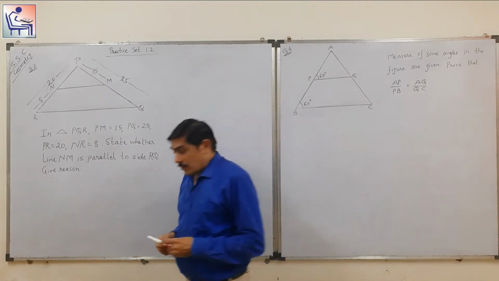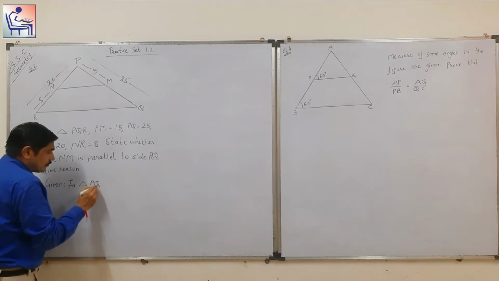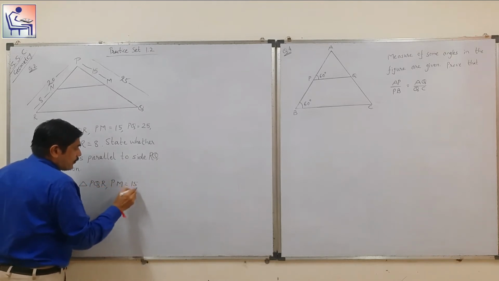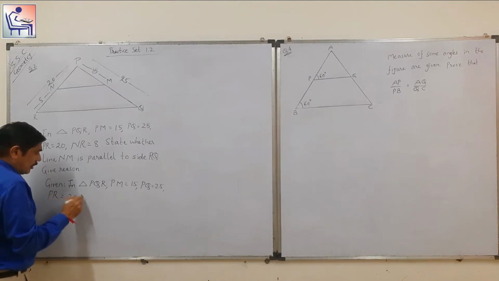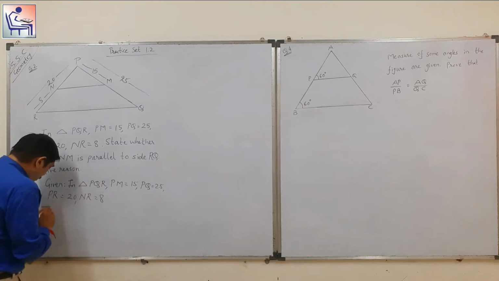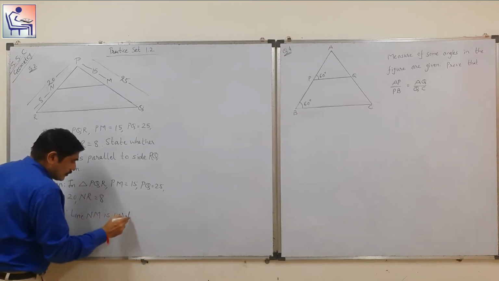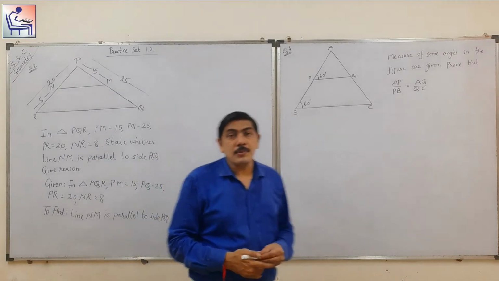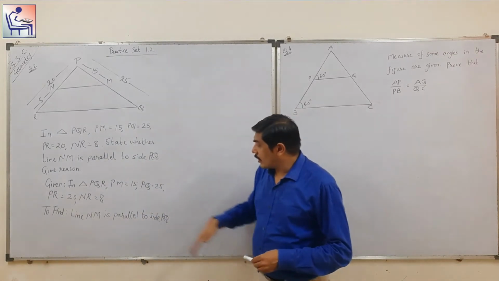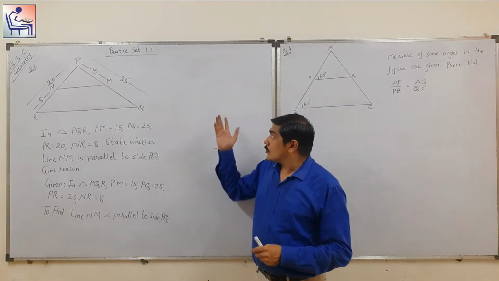So let's see here. Given: in triangle PQR, PM is equal to 15, PQ is equal to 25, PR is equal to 20, and R is equal to 8. Now what we have to find out: line NM is parallel to side RQ. We have to prove whether line NM is parallel to side RQ, so that is what we have to find out. And if it is parallel, then we also have to give the reasons. So let's start with the solution.